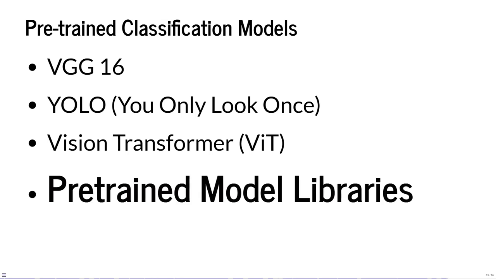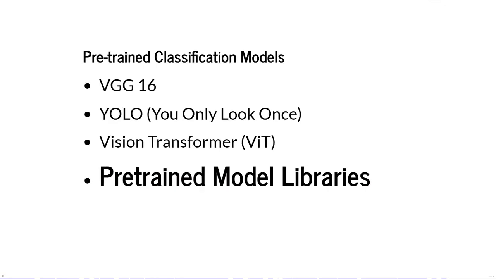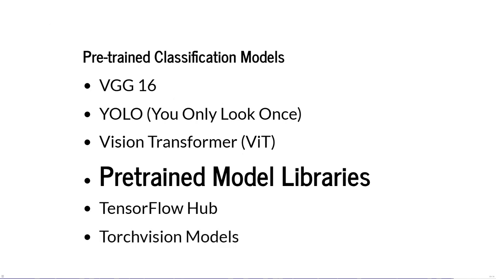There are some libraries where they have some pre-trained models. One is TensorFlow Hub. TensorFlow Hub is a repository of trained machine learning models ready for fine-tuning and deployable anywhere. Next one is TorchVision models. This is also called PyTorch. This includes ResNet, AlexNet, DenseNet, and many more other models.